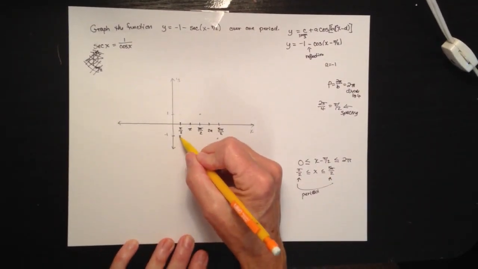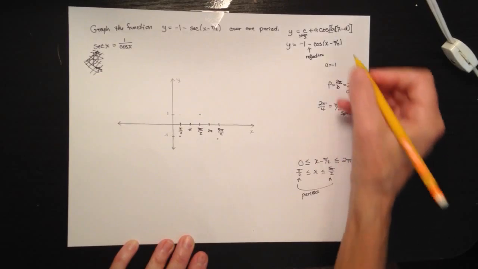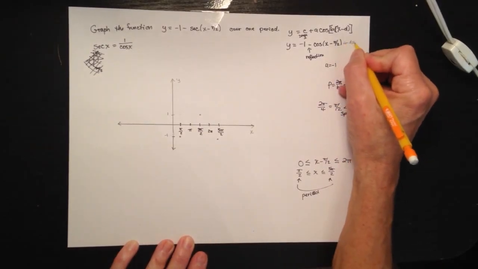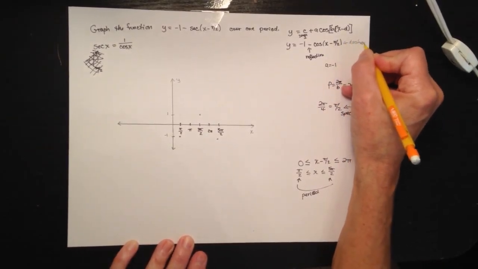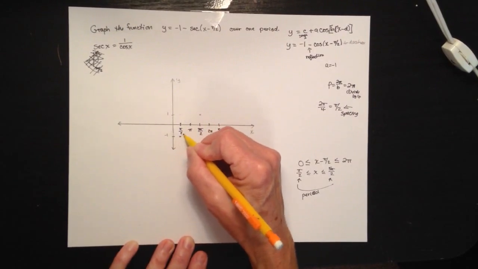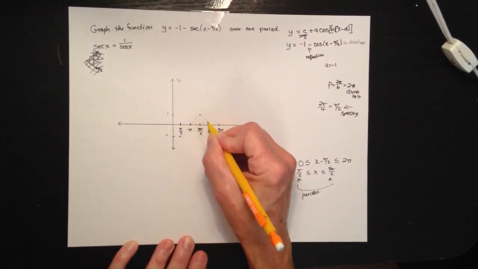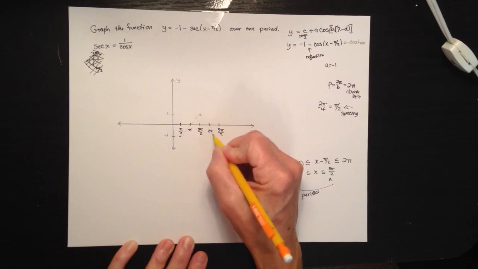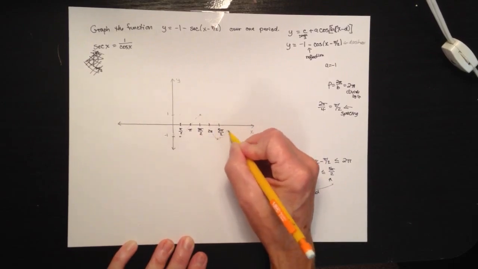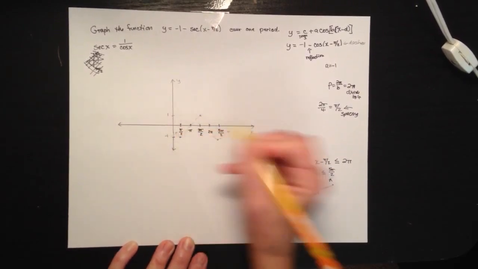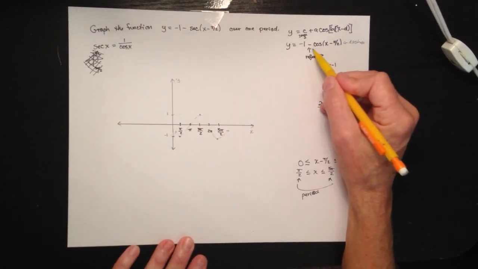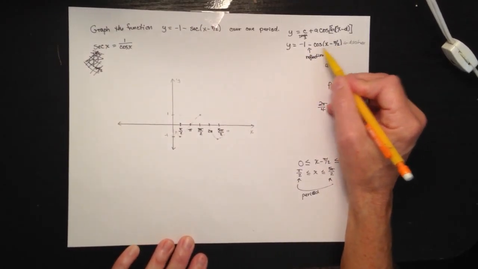So I'm going to dash this graph, because this is not our real graph. This is dashed. So if we did our cosine graph, it would look like this. Okay, and so this is a decent looking cosine graph for negative cosine x minus pi over 2. That's all we've done so far.